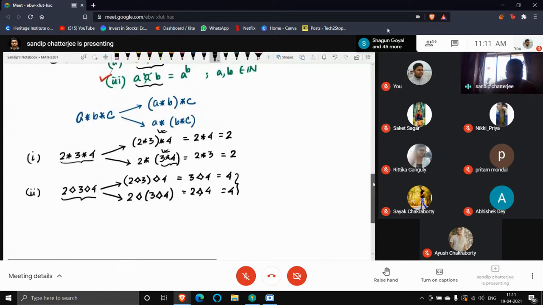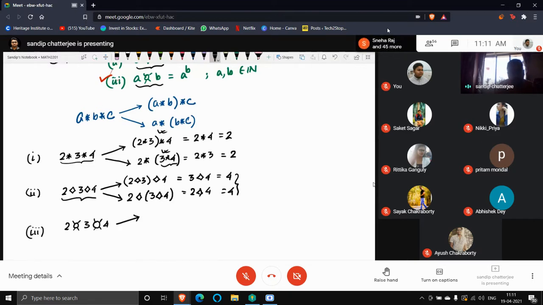If we look at the third binary operation, which was a to the power b, let us do the same thing. If I do 2 operated with 3 operated with 4, I can interpret this as (2 operated with 3) operated with 4. First I will perform these two operations, so it is 2 cubed, operated with 4. That means a to the power b, which is (2 cubed) to the power 4.